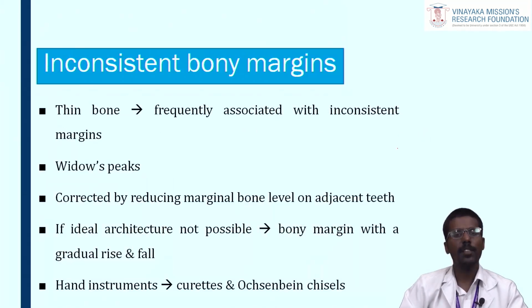Next, if there are inconsistent bony margins, we have to remove the bone by resective osseous surgery. That is, if there is a thin bone frequently associated with inconsistent margins. As I said earlier, if there is a widow's peak, we have to remove it. It is corrected by reducing the marginal bone level on adjacent teeth. If we correct the bone level on the adjacent teeth, it is going to remove the widow's peak. If the ideal architecture is not possible, a bone margin with a gradual rise and fall can be made at that particular site. The hand instruments we can use are curettes and the Oschenbein chisels.